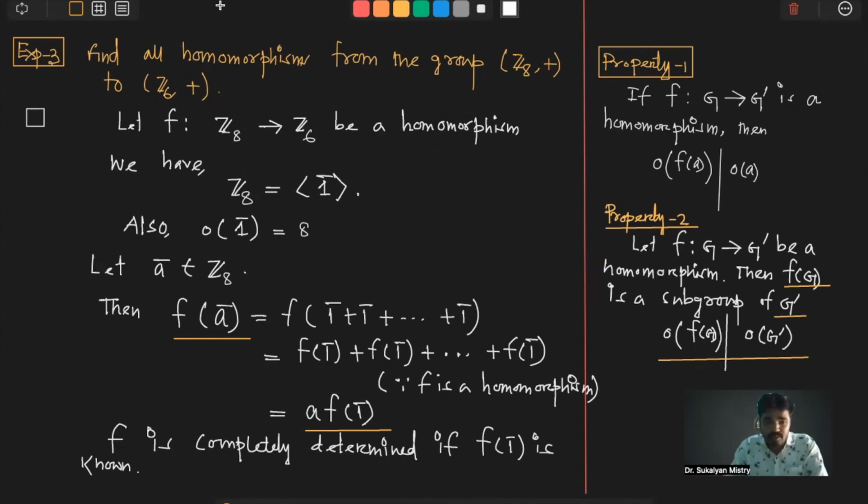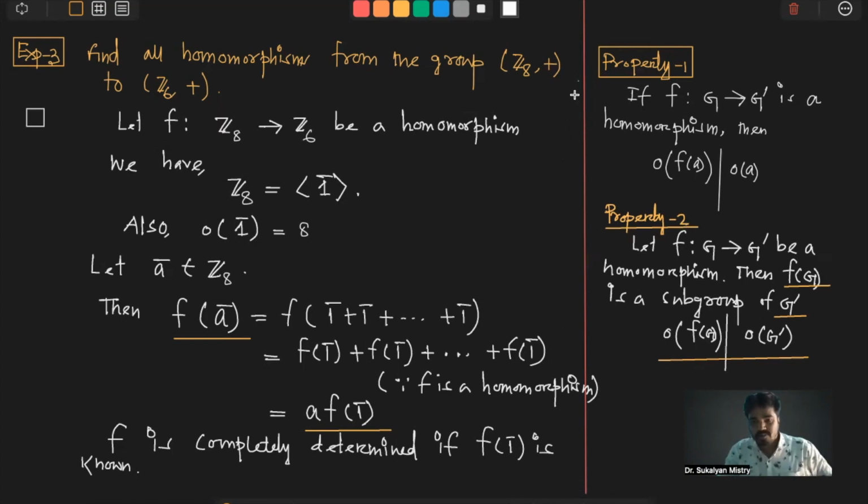Next, what does property 1 say? If g and g dash are two groups and f is a mapping from g to g dash that is a homomorphism, then the order of the image should divide the order of the pre-image, that is, order of f a divides order of a. This is the first property. Next property: if f is a mapping from g to g dash that is a homomorphism, then f g is a subgroup of g dash, that is, by Lagrange's theorem we conclude that order of f g divides order of g dash. Clear?